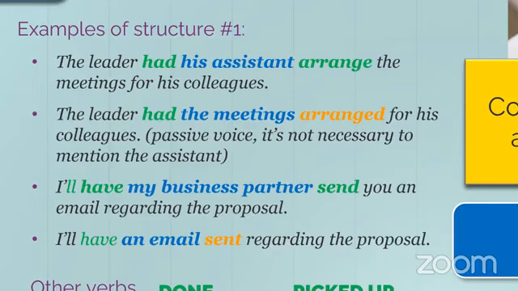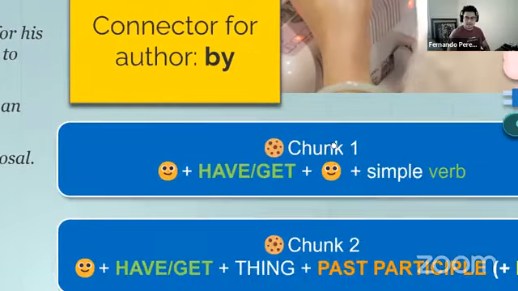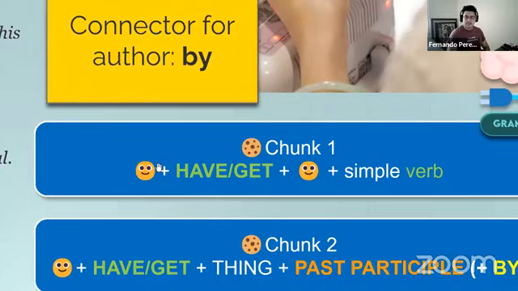Okay, yeah, so the first one is the subject. Who required the service, for example. Second one is the had or get, no? Had or get, right. Who will help you. Exactly. And finally, the service that you are requiring. Exactly. This is chunk number one. The person who receives the action, having get, then the person who does the action, and then simple verb.